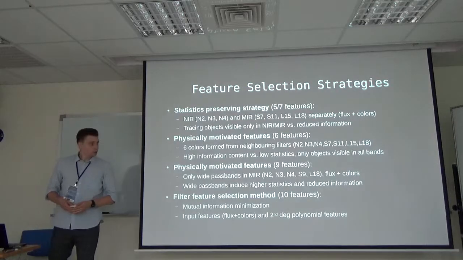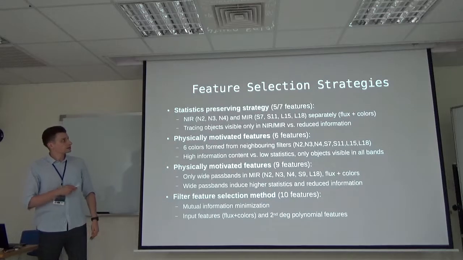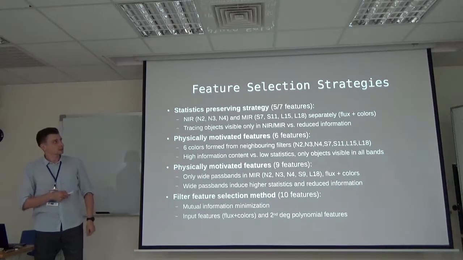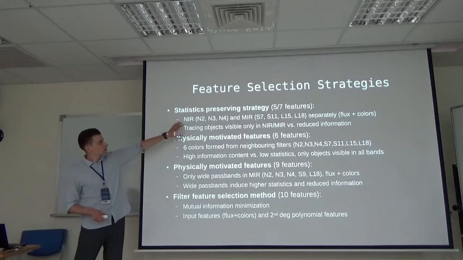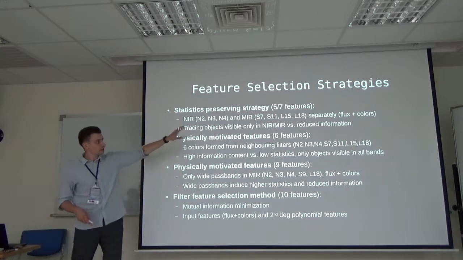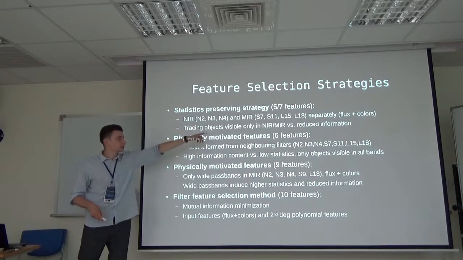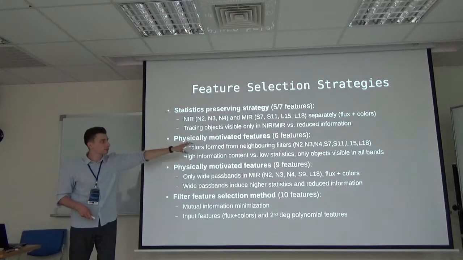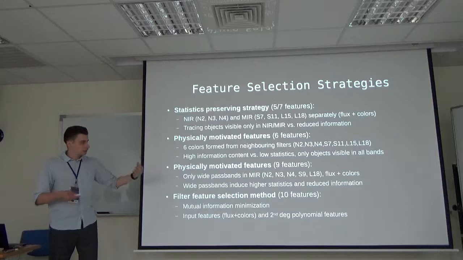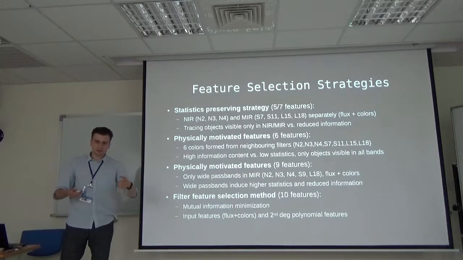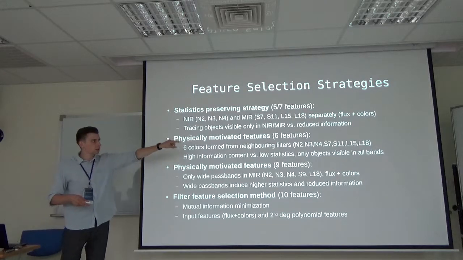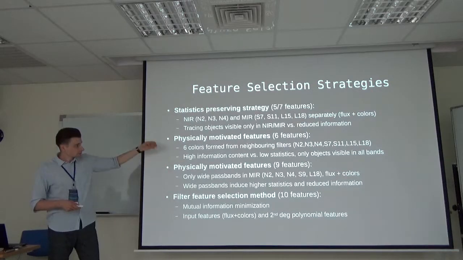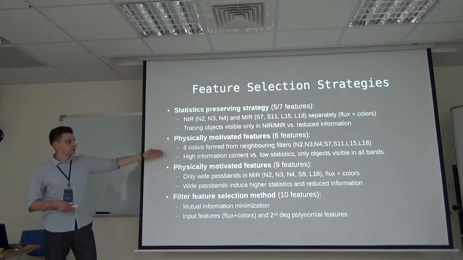So in our case, we used several strategies. The first strategy was the statistic-preserving strategy. We just trained two different classifiers. One was using only near-infrared passbands, fluxes and colors, and the second one was using only mid-infrared passbands. In this case, we were able to trace objects which were visible only in one of these parts of the spectrum. We also used two physically motivated features.